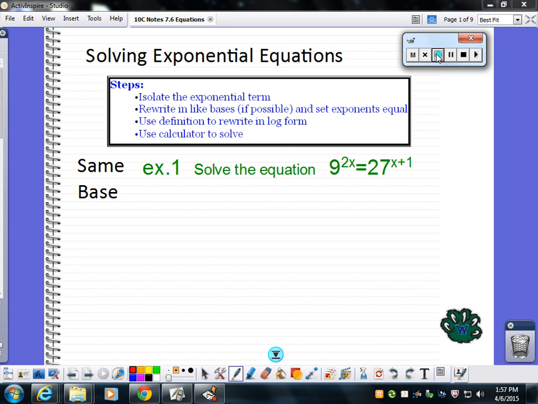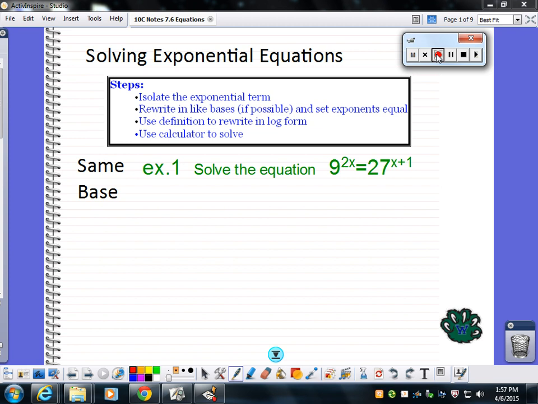So step number 1, isolate the exponential term. Step number 2, rewrite in like bases, if possible, and set exponents equal. Step number 3, use the definition to rewrite in log form. And step number 4, you possibly may need to use your calculator to solve these equations. All right, if you need some more time to write down the steps, please pause the video.